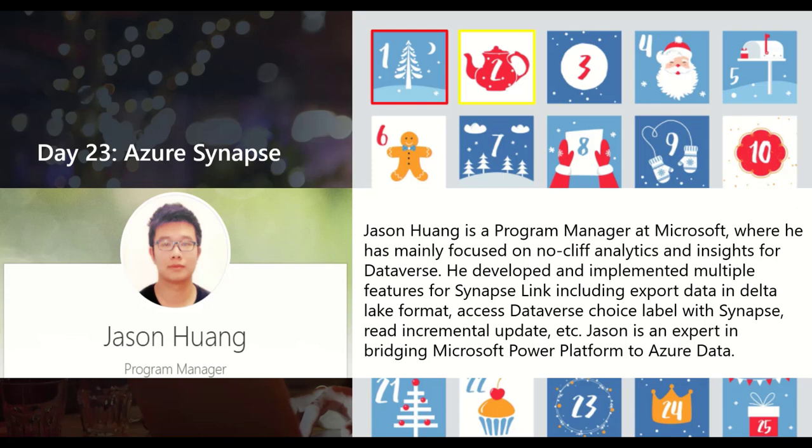And Jason is a program manager at Microsoft, where he's mainly focused on no-cliff analytics and insights for Dataverse. He developed and implemented multiple features for Synapse Link, including export data in Delta Lake format, access Dataverse choice label with Synapse, read incremental updates, etc. Jason is an expert in bridging Microsoft Power Platform to Azure data.